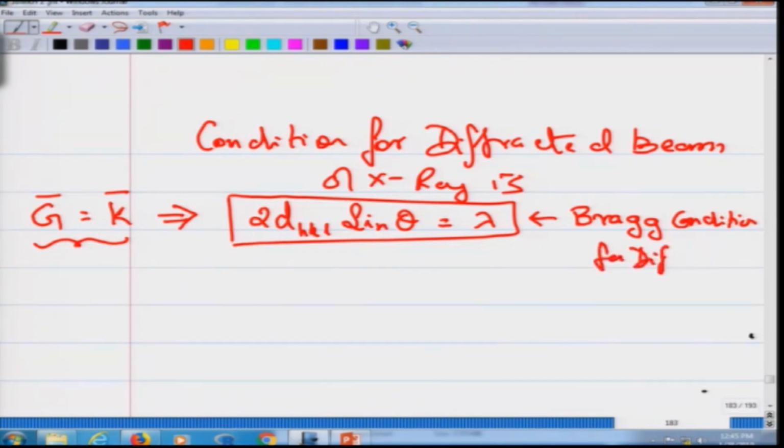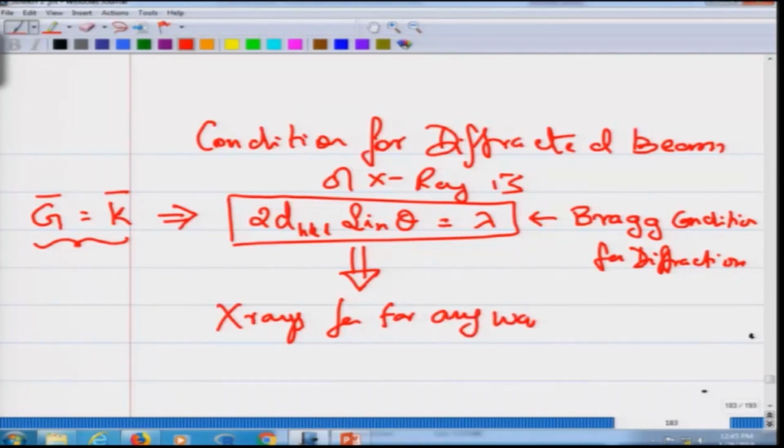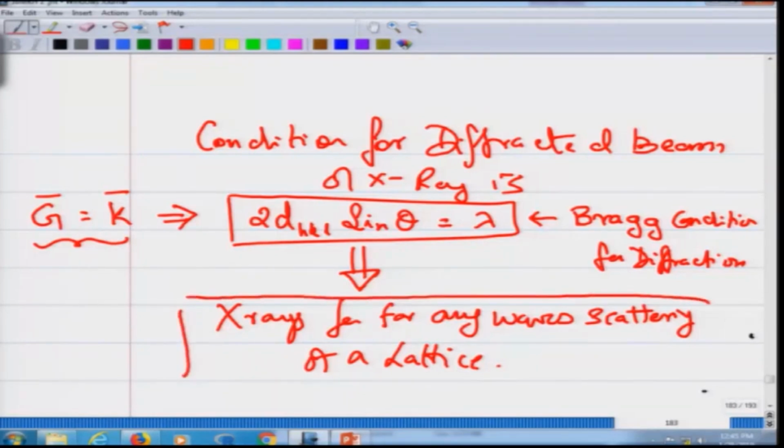for diffraction. And this condition is not only true for X-rays, but for any waves scattering off a lattice. We have done it for X-rays, but this is true for any waves which are scattering off a lattice.